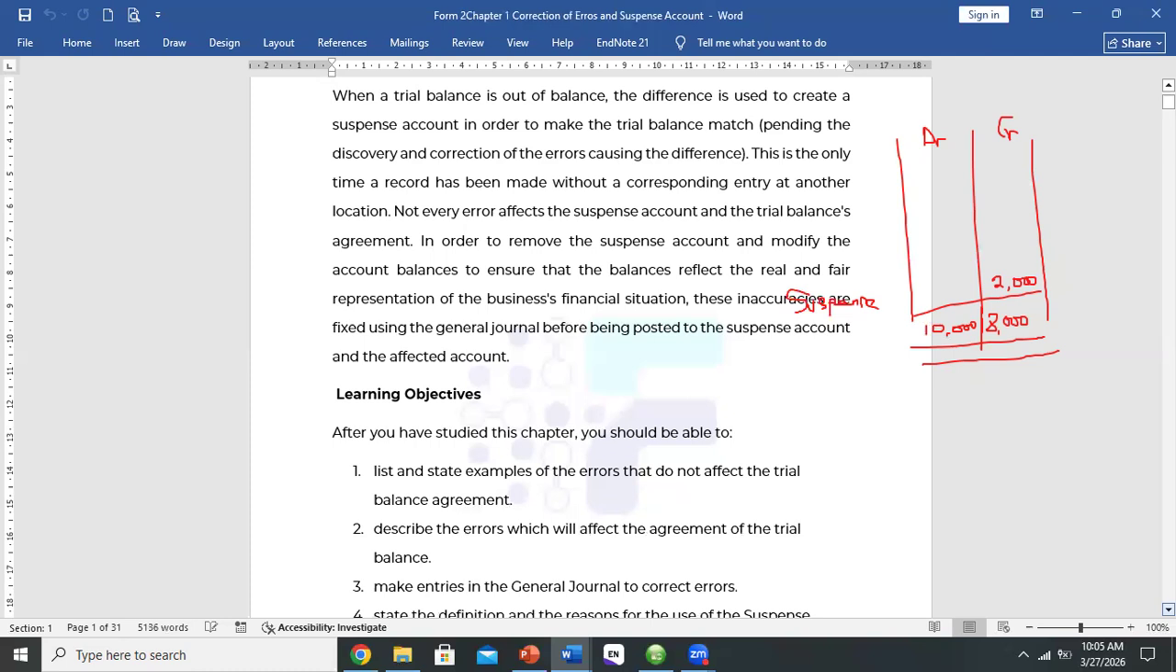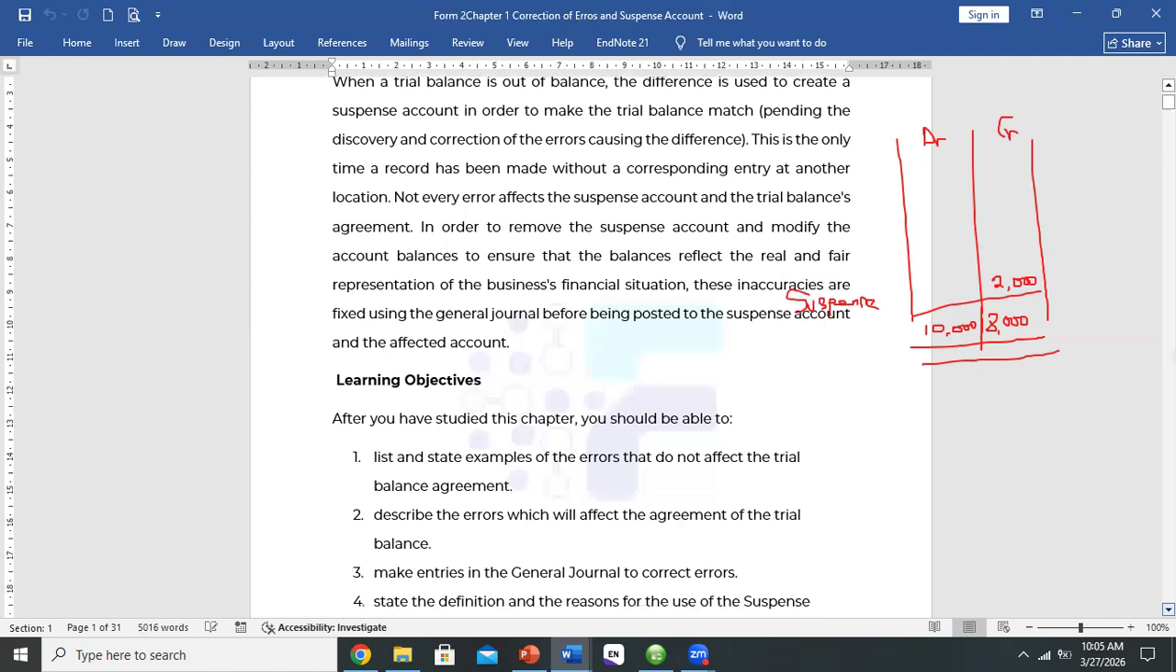But it is interesting that some of the errors would not cause any difference. Some students prepare a trial balance and it agrees, 20,000, 20,000, but when they present it for marking, it comes back with lower marks. And then they say, sir, my trial balance has balanced. So why is it that I'm getting things wrong? So not all errors will cause disagreement in the trial balance. Some of them will not show. Your trial balance will still agree. And as we move further, you would appreciate some of these errors. So we'll look at those examples of errors.